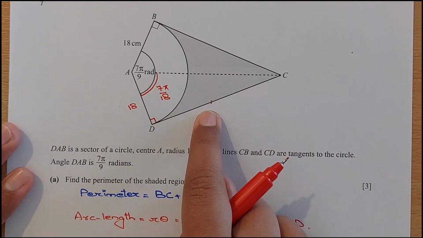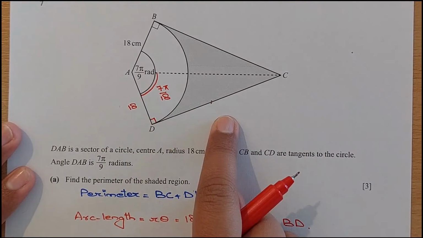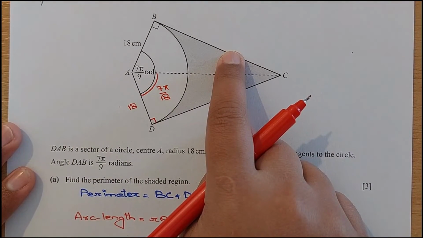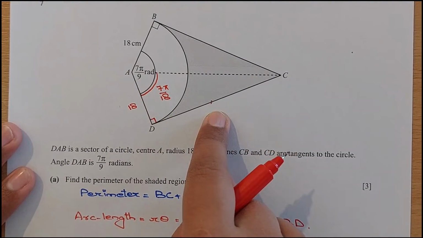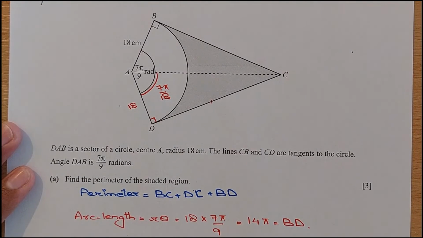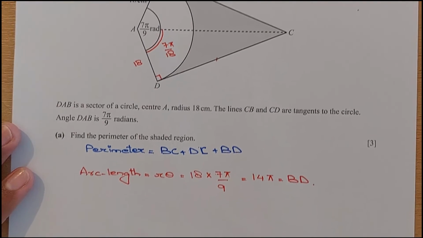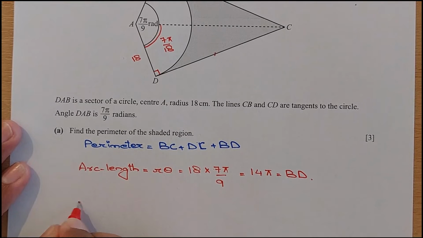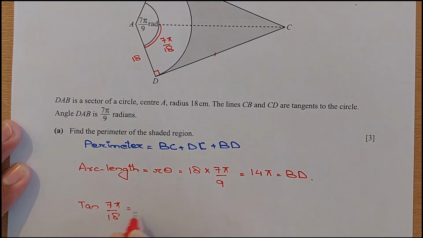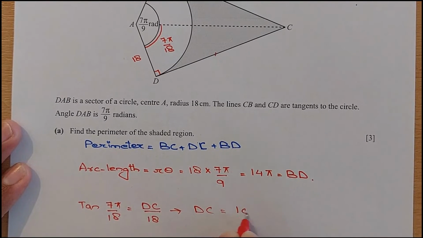Right, so we need to find this side. So for this angle, the front is opposite, this is adjacent, and this side is hypotenuse. Opposite we need to find, and we know the adjacent, so we can use the ratio for tangent. So we can say that tan of 7 pi by 18 is opposite over adjacent. Opposite is DC over adjacent is 18, right? So from here DC is 18 tan 7 pi by 18.